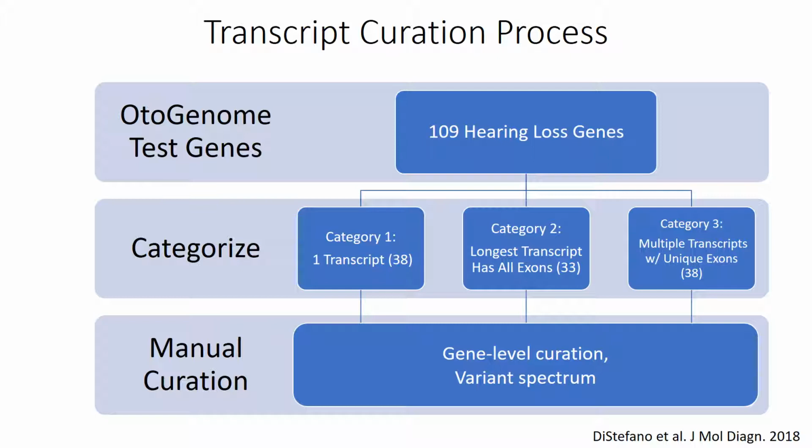We took the 109 genes on the OTO genome, which is the hearing loss clinical testing panel at the Laboratory for Molecular Medicine, and separated them into 3 categories based on the number of transcripts per gene. Category 1 genes had 1 transcript and required less curation. Category 2 genes had multiple transcripts, but the longest transcript contained all unique exons. And Category 3 genes had multiple transcripts with unique exons and required thorough curation at the gene and variant level.